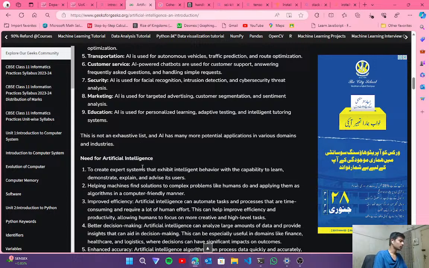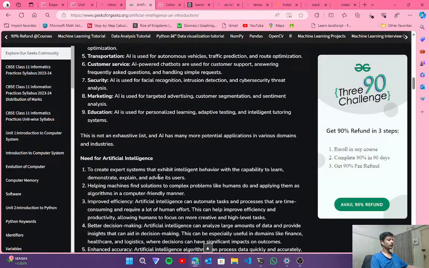Need for intelligence. AI. To create expert systems that exhibit intelligent behavior with the capability to learn, demonstrate, and explain, advise its users.